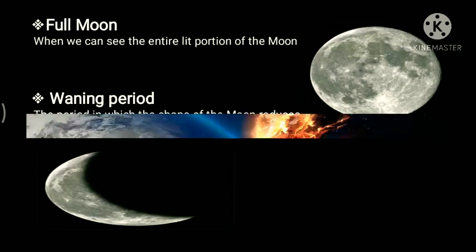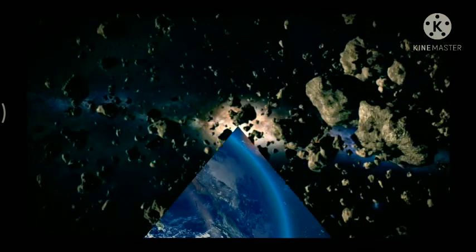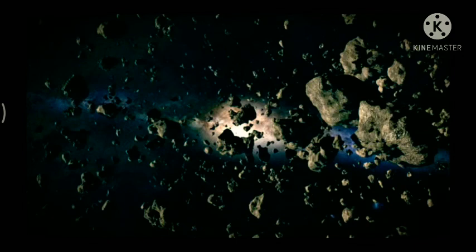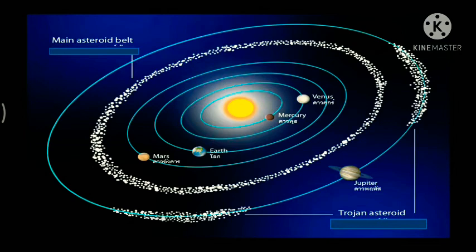Now next up we have asteroids. What are these asteroids? Asteroids are nothing but the broken pieces of probably an exploded planet which revolve around the sun in their own orbits. As you can see in the picture here, it's nothing but just the broken pieces of an exploded planet.